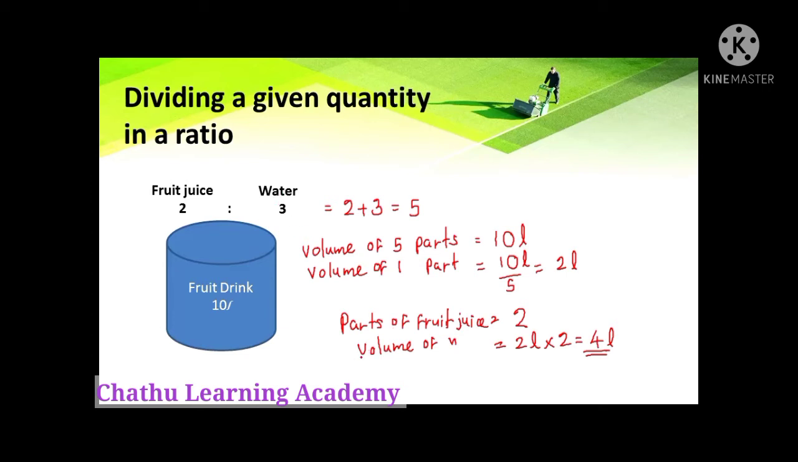Parts of water is equal to 3. Then the volume of water is equal to, if one part is equal to 2 liters, 3 parts is equal to 6 liters. We want to multiply.